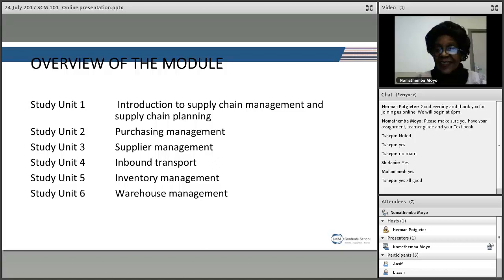Study Unit 6 is warehouse management. That is to do with storage, which is part of logistics. Transport, inventory management, warehouse management is part of logistics. Logistics, which is a subset of supply chain. That is Study Unit 6.